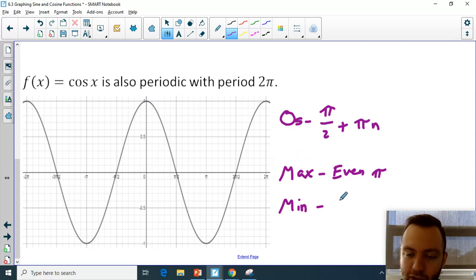And then at every odd pi, we have a minimum, right? So at 1 pi, 1 is odd, we have a minimum. Negative 1, we have a minimum, right? And if we were to keep going, at 3 pi, we'd have a minimum. At 5 pi, we'd have a minimum. At 7 pi, we'd have a minimum. At negative 3 pi, we'd have a minimum. Negative 5 pi, we'd have a minimum. So on, forever, in both directions.